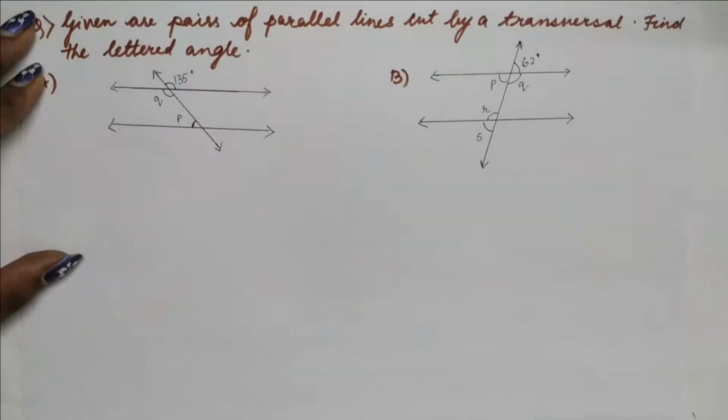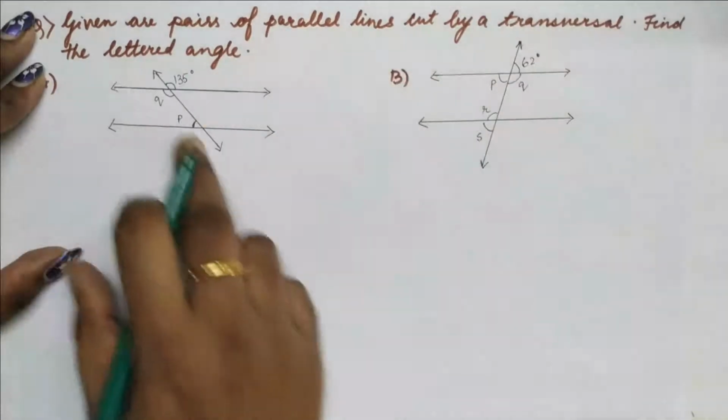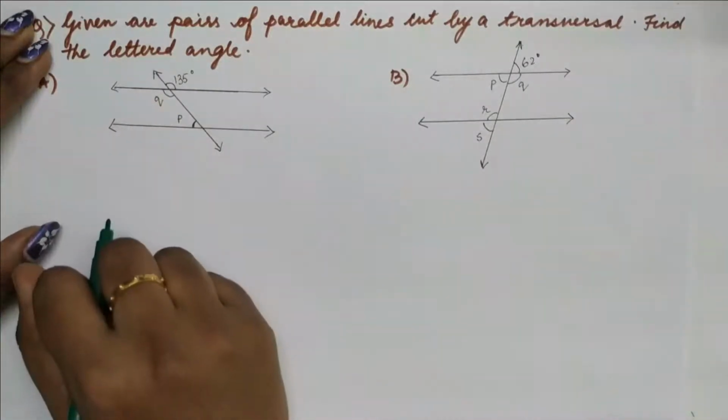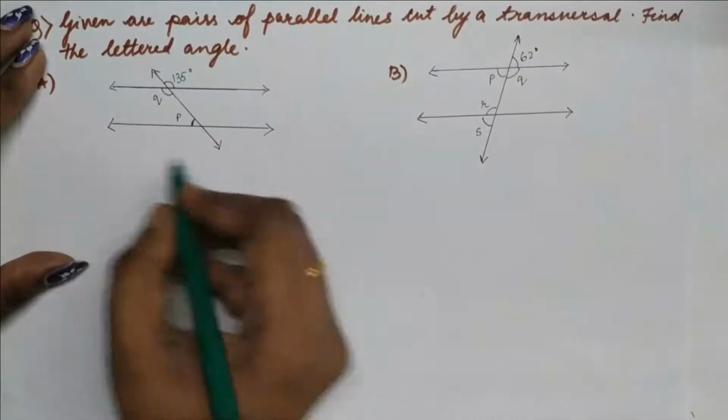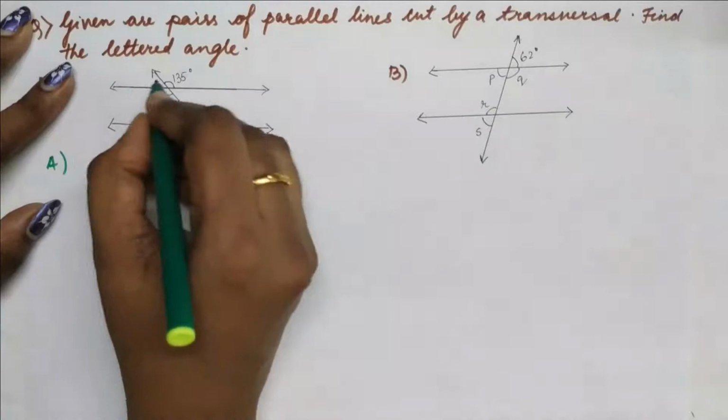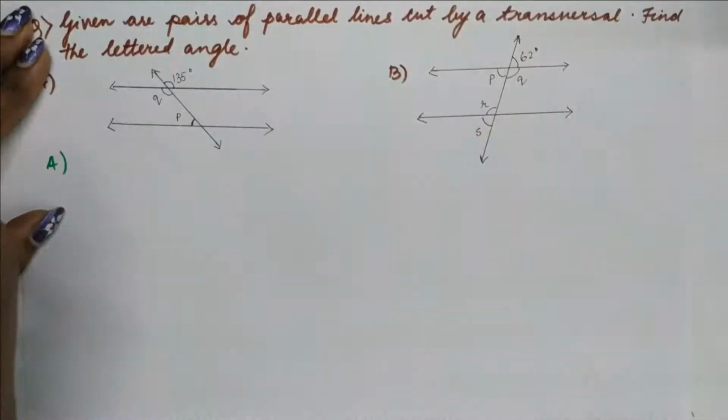Given are the pair of parallel lines cut by a transversal, find the lettered angles. So you can see some letters have been named here. Let us do it. For question A, you can see that these are the two lines, and if you have not seen my first video, please go and see it about the normal lines.